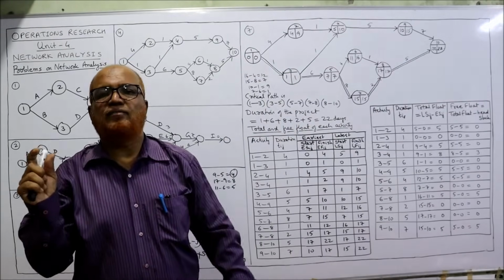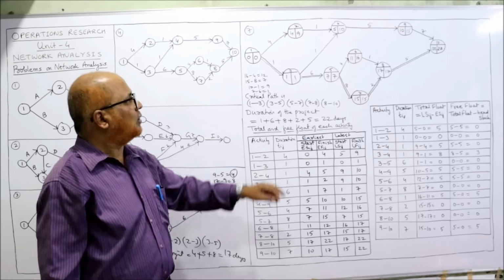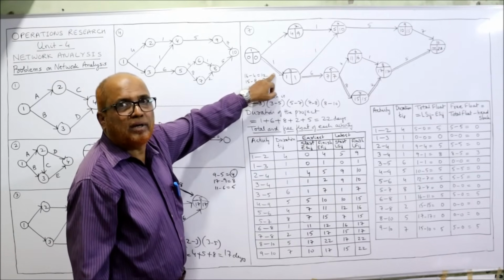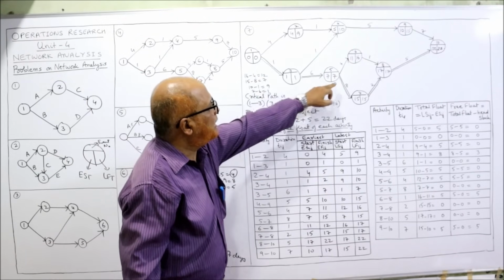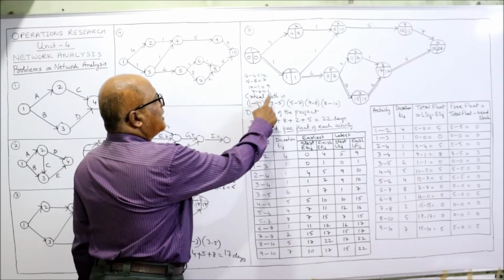The critical path will be expressed by double lines. Double lines we will draw. So this is the double line showing critical path. This is the critical path. This one, and this one. So here I have written critical path.